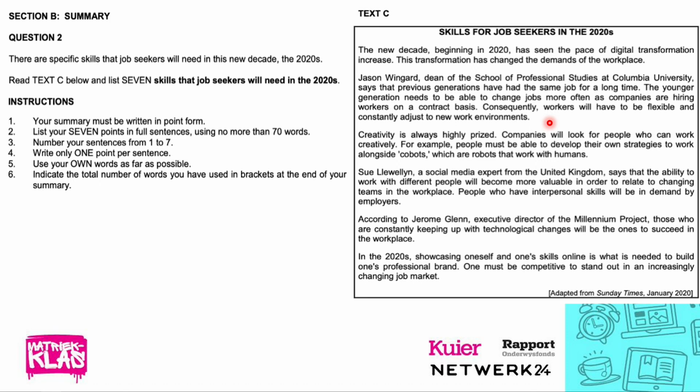The younger generation needs to be able to change jobs more often as companies are hiring workers on a contract basis. Immediately it rings a bell because it says there that they need to change jobs. So that is a skill I'm providing, a job seeker. So number 1, I've identified. I underline, I indicate 1. I continue. Consequently, workers will have to be flexible and constantly adjust to new work environments. Immediately, point number 2. I indicate number 2, I underline, and then I carry on.